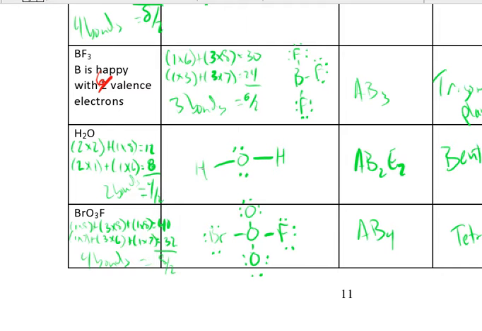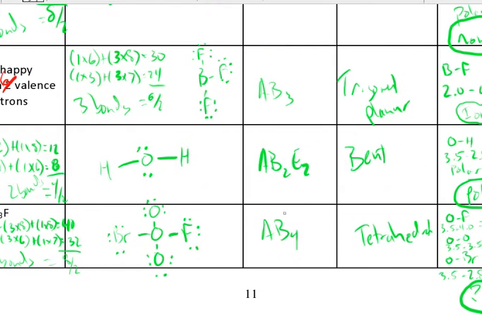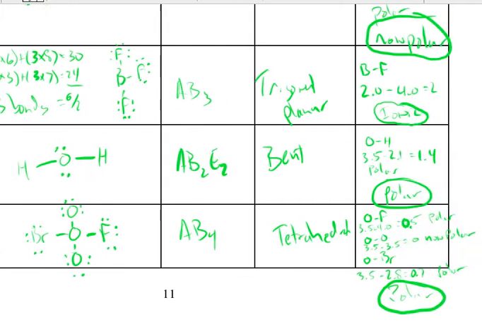Our second to last one, H2O. We're going to need 2 bonds, our oxygen in the middle, 2 hydrogens, 1 on each side. And then to make the oxygen happy, we're going to have these 2 pairs of electrons hanging out the top and the bottom. Our ABE notation is going to be AB2E2. That's going to correspond to the bent shape.